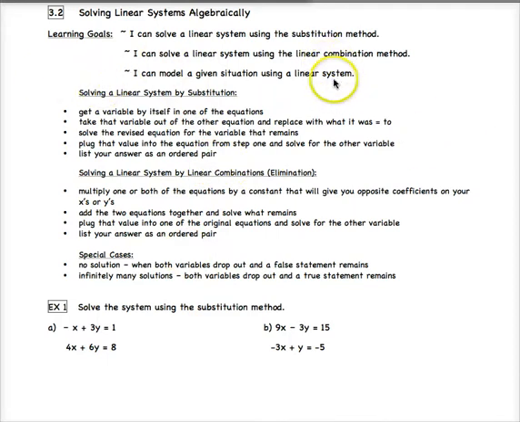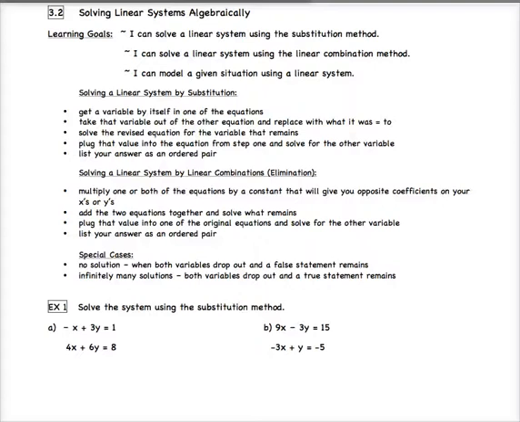So, our learning goals for today: we need to be able to solve a linear system using substitution, which is our first algebraic method. We also need to be able to solve a linear system using linear combinations. Eventually, we're also going to need to be able to model a given situation using a linear system, which basically means that we will get to some word problems, not in these notes, but just keep in mind that you will have to be writing these systems based on real-world situations eventually.